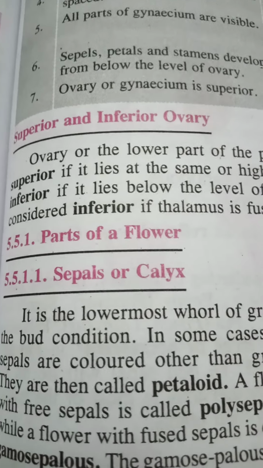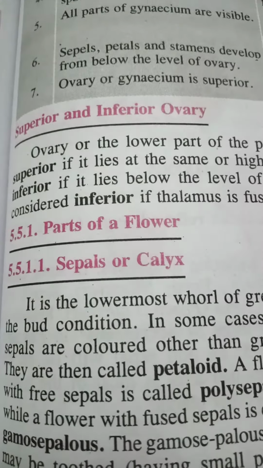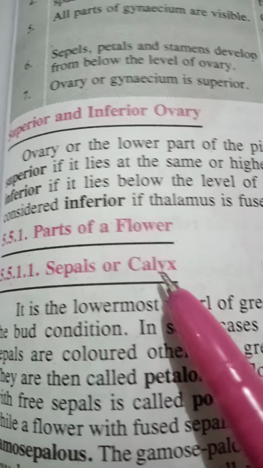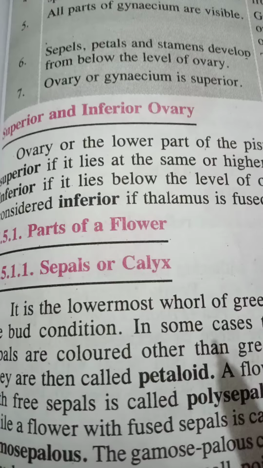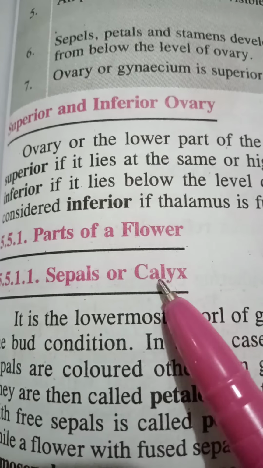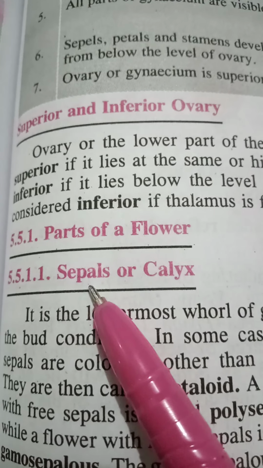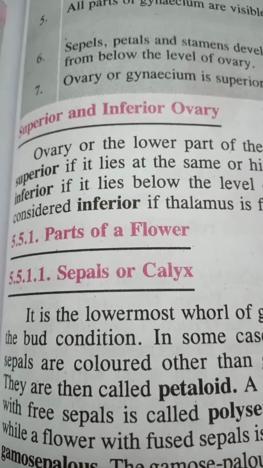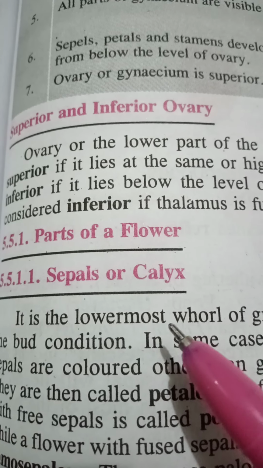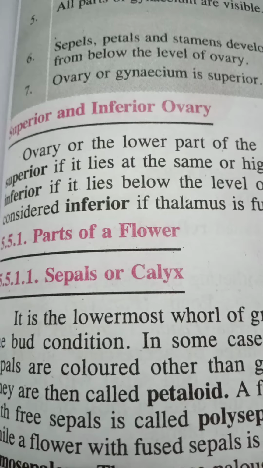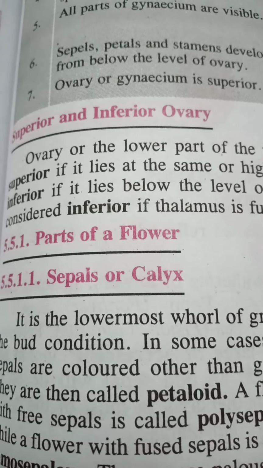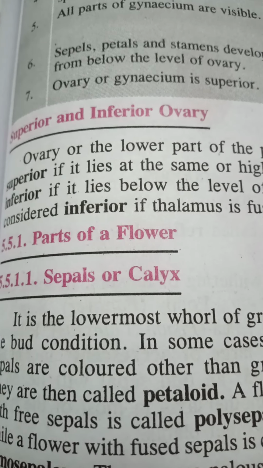Hello everyone. So today let's discuss the next part of the flower, that is the first whorl of a flower, the calyx. This is the lowermost whorl and the green colored whorl of a flower. The individual units of calyx are known as the sepals. As they are green in color, their main function is to perform photosynthesis, and plus they provide protection to the essential whorls, that is the androecium and gynoecium.